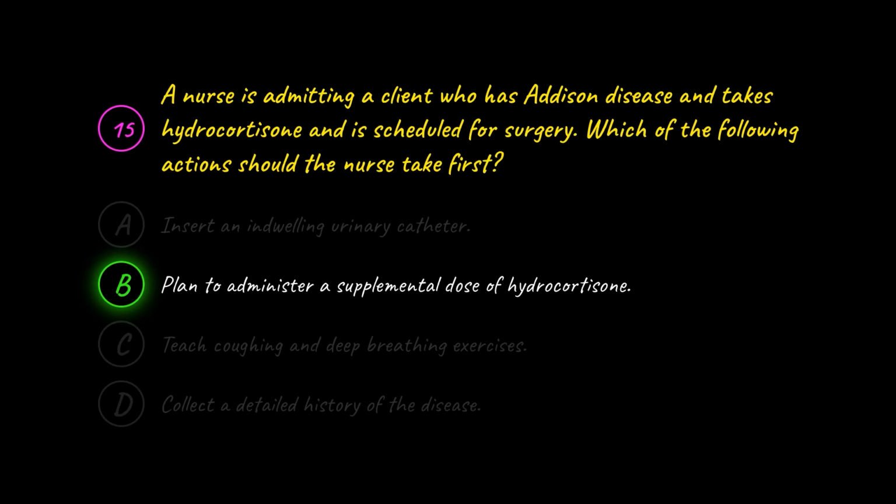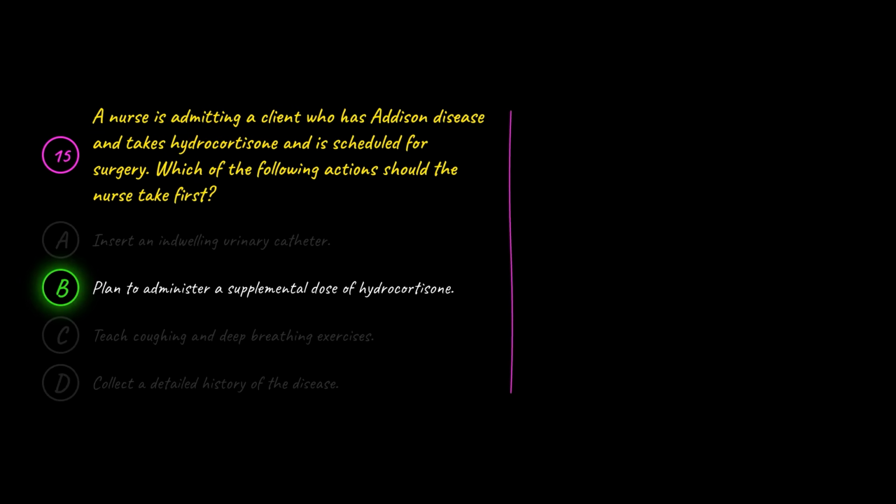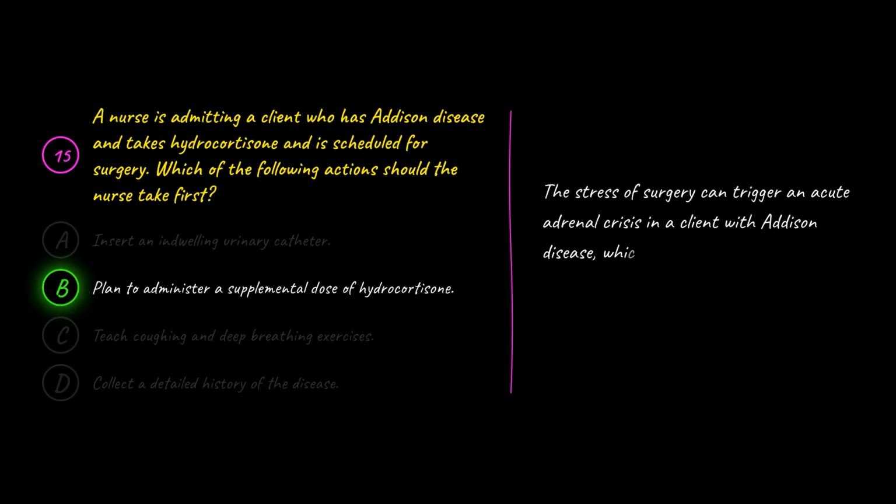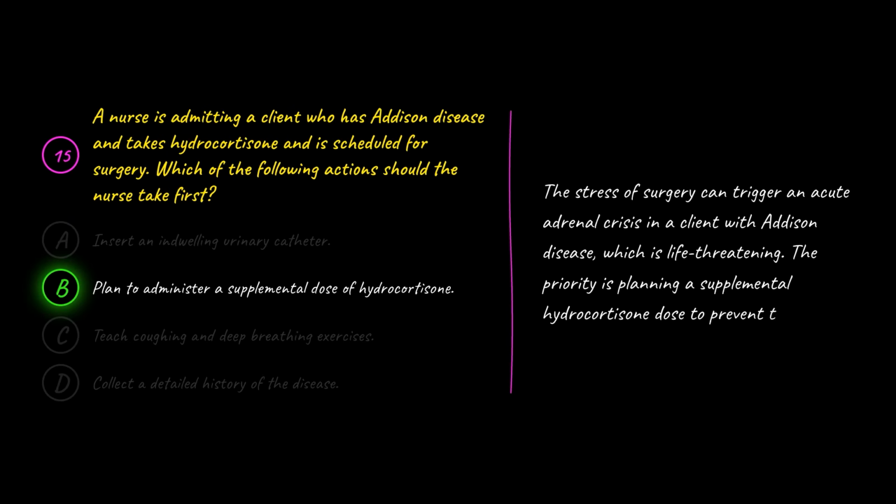The correct answer is B. Plan to administer a supplemental dose of hydrocortisone. B is correct because the stress of surgery can trigger an acute adrenal crisis in a client with Addison disease, which is life-threatening. The priority is planning a supplemental hydrocortisone dose to prevent this crisis during the added stress.